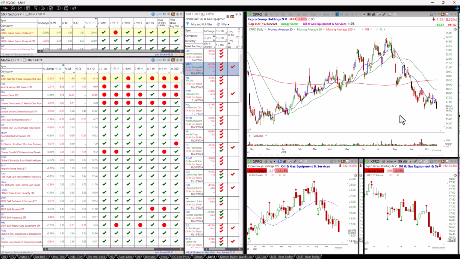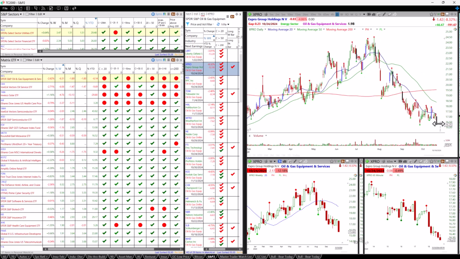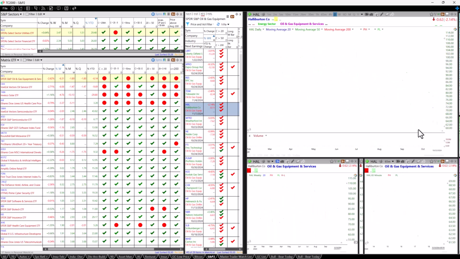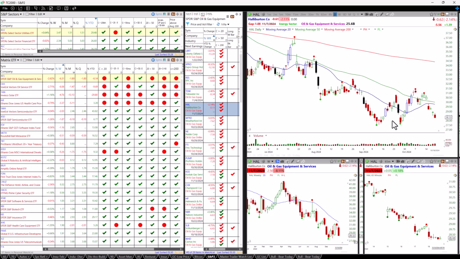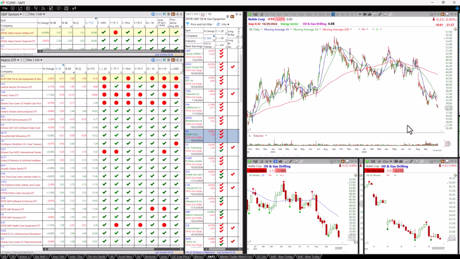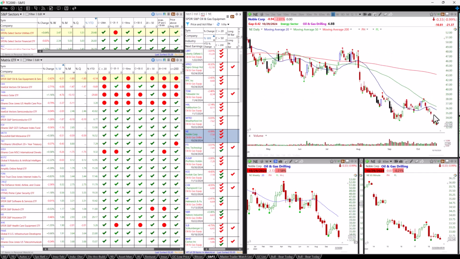Is it on some support? I think that could continue to go lower. Maybe it would form a 1, 2, 3 continuation setup in the next day or so. So what we're looking for are stocks that are moving lower and have room to fall, like this one has room to fall.